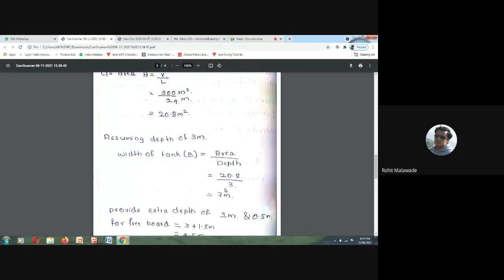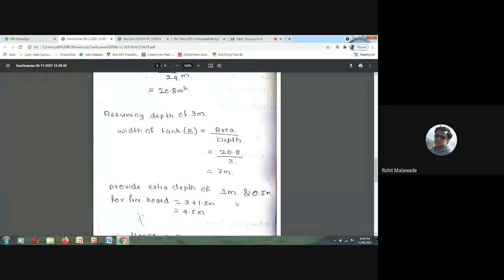Depth of the tank we have already assumed. So area is 20.8 meters square divided by depth of 3 meters. If I divide area by depth, we are going to get around 7 meters.